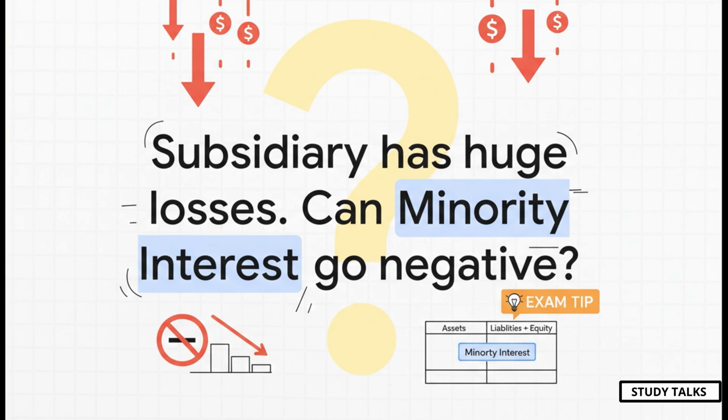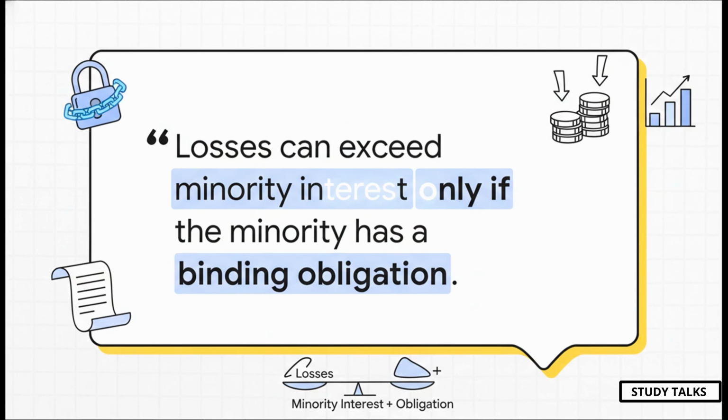So here's a great exam level question for you. What happens if the subsidiary is just bleeding cash? Year after year, massive losses. The minority's share of those losses could easily be more than their entire investment. So can minority interest actually go negative? What do you think?